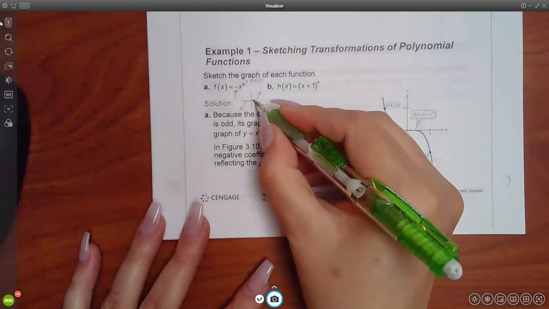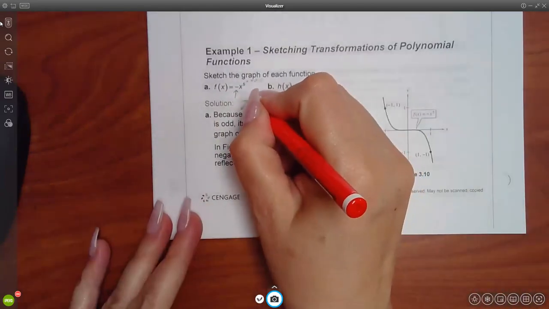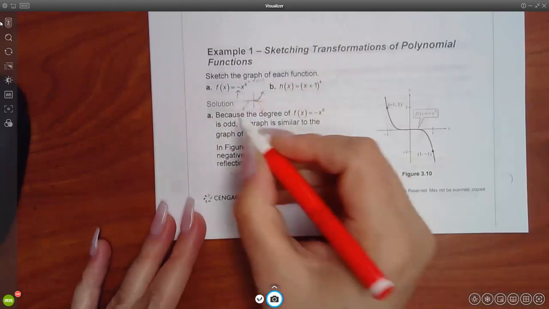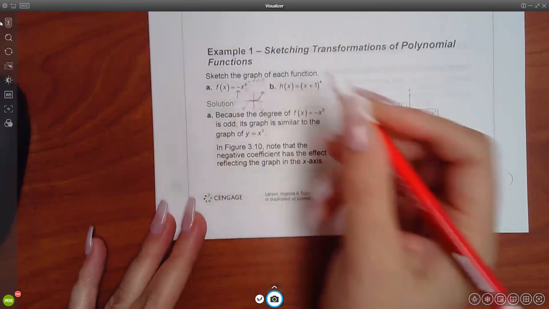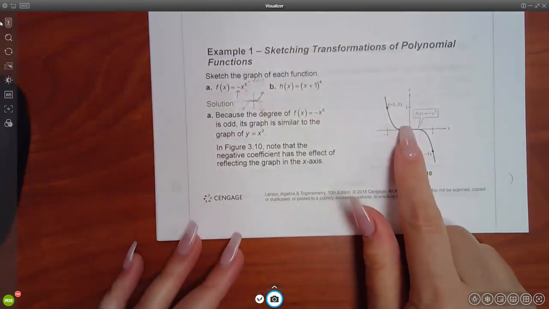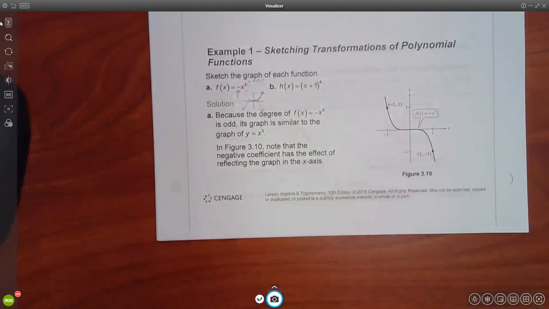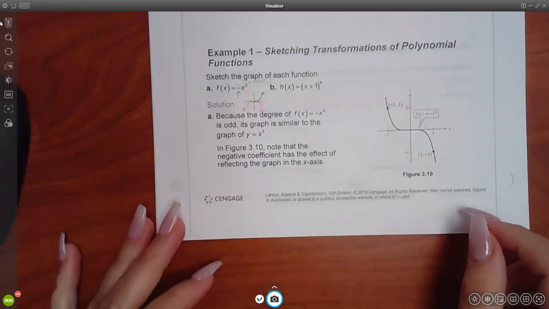So that means this top part is not going to go up anymore. It's actually going to go downward, right? And this bottom part is going to flip upward. So it's going to go this way, right? And that's exactly what they have here, but notice that it's a little flat around the center, because it's not a regular x cubed, it's an x to the fifth. It's got a higher exponent. But essentially, that's all they're doing.